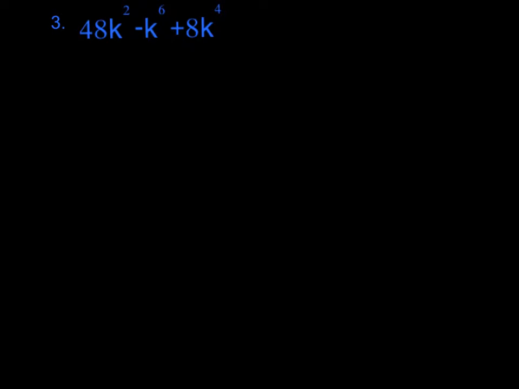Okay, so let's look at number 3. I kind of don't like this one because it's not in descending order of the powers. In other words, my highest power isn't first. So I'm going to take a moment and rearrange that. The k to the 6th is the highest power, so I'm going to put that first. Then the next highest power would be the 8k to the 4th. And then lastly would be the 48k squared. All right, so once you've gotten them in descending order of the powers, let's look at a GCF.